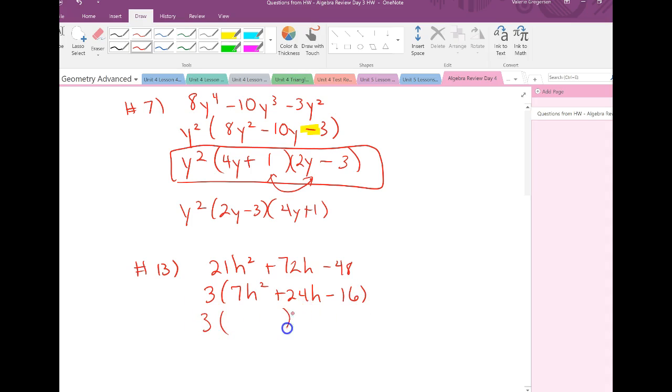So then we have our two sets of parentheses, so we get a plus and a minus. Well, we look at our first one, we have a 7h. Well, the nice thing about that, that's prime. So we have a 7h and a 1h.